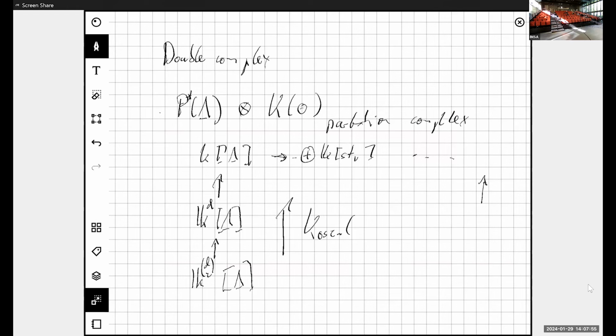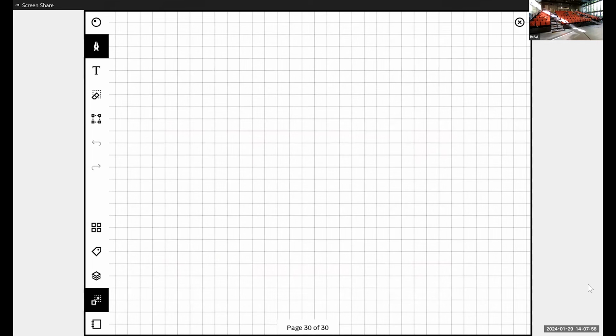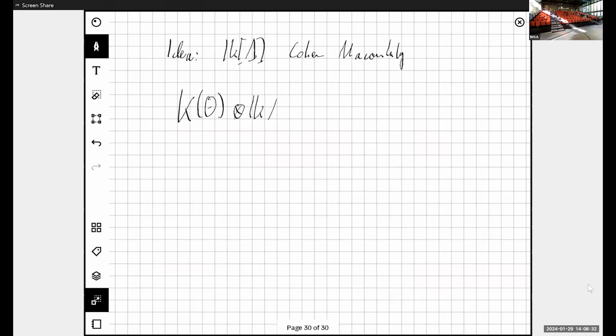Okay. So now the idea is the following, that delta being Cohen-Macaulay, so, okay, sorry, K of delta Cohen-Macaulay is just saying that if I take the Koszul complex of this theta, and I tensor this with K of delta, then this is exact, except for the terminal object, for the terminal homology.